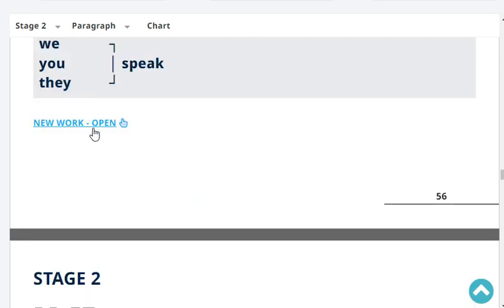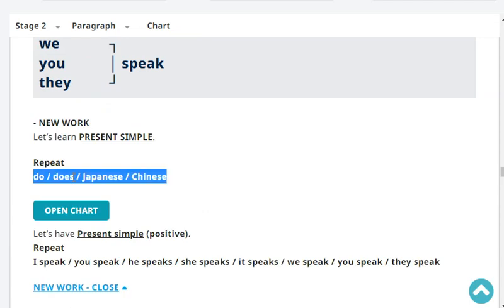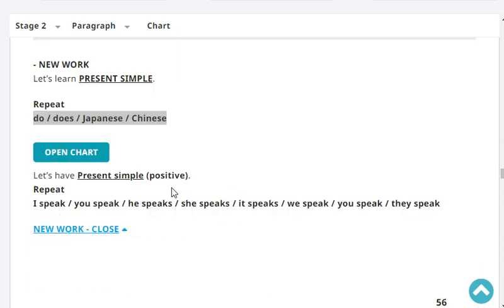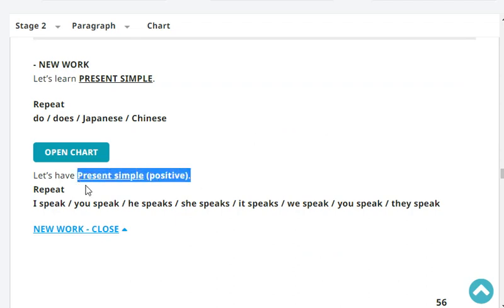Okay, present simple. Okay, repeat. Do, does. Japanese, Chinese. Very good. Okay, so present simple. Again, it has three groups. Okay, let's talk about present simple positive.